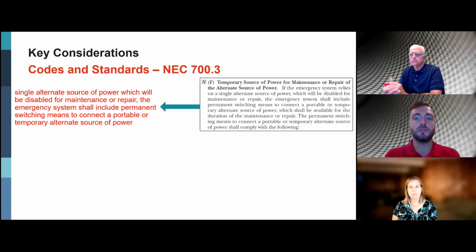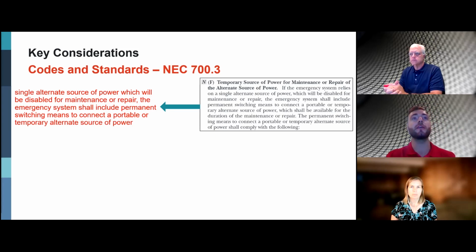Next up on the list is NEC 700.3. If you have an emergency system that relies on a single alternate source, this could be a single generator. What this means is that you have an emergency load that is powered by a single generator, and if it goes down for maintenance or repair, then as a design principle, you need to have a permanent connection for your portable or temporary generator built into the system design. NEC also goes on to say that this temporary source needs to be available for the duration of this repair or maintenance.